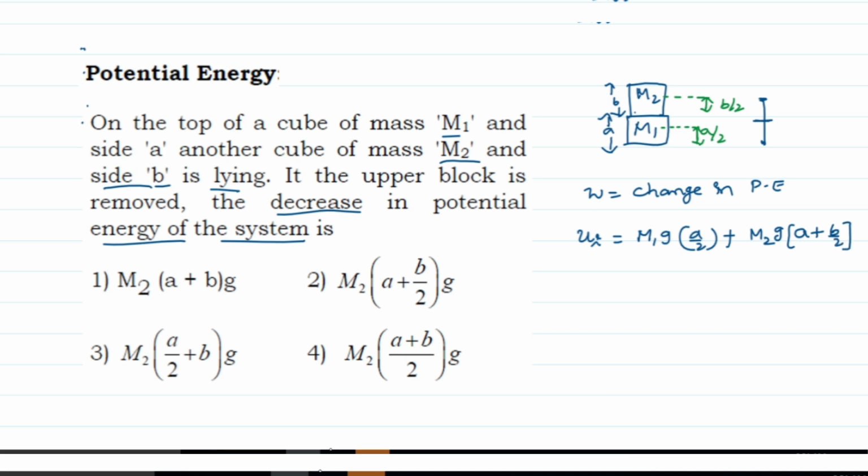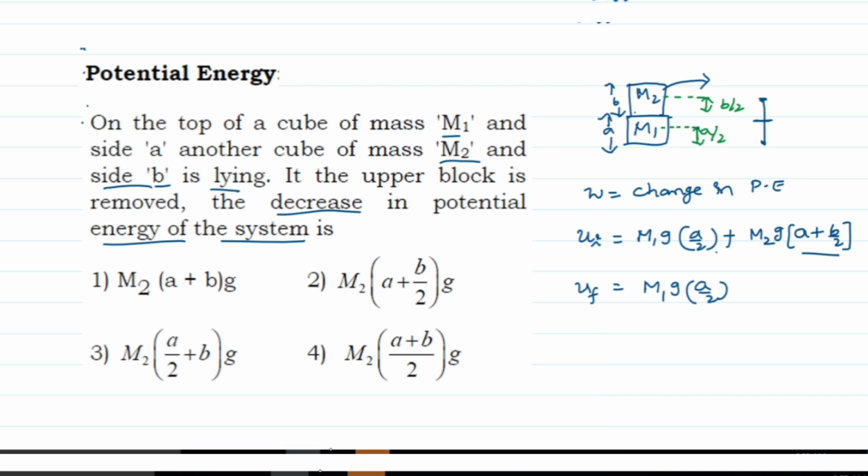So the initial potential energy of the system is the potential energy of the first body plus the potential energy of the second body. The first body's center of gravity is at A by 2, and the second body's is at A plus B by 2. Now after removing the upper block, only the first block alone will be present, so the potential energy is m1 into g into A by 2.